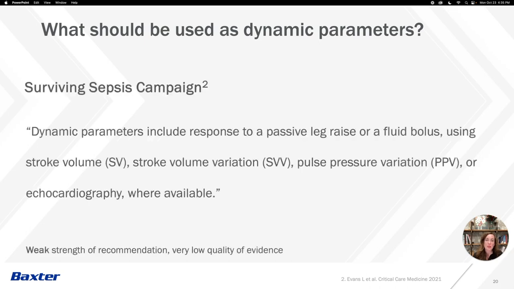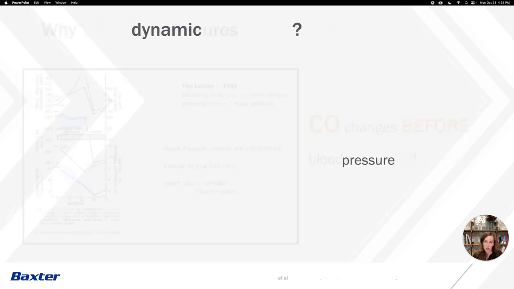So then what should be used as dynamic parameters? Let's walk this through. There can be a little bit of confusion about this, and so I think it's important to just go back to the literature and look at sensitivity and specificity, etc. So Surviving Sepsis says dynamic parameters include response to a passive leg raise or fluid bolus using stroke volume. So you're looking at stroke volume index percent change in real time in response to doing a PLR or a fluid bolus. That's one way to do a dynamic assessment, I guess 2 ways, a bolus or a PLR. You can look at stroke volume variation, pulse pressure variation, or echocardiography where available.